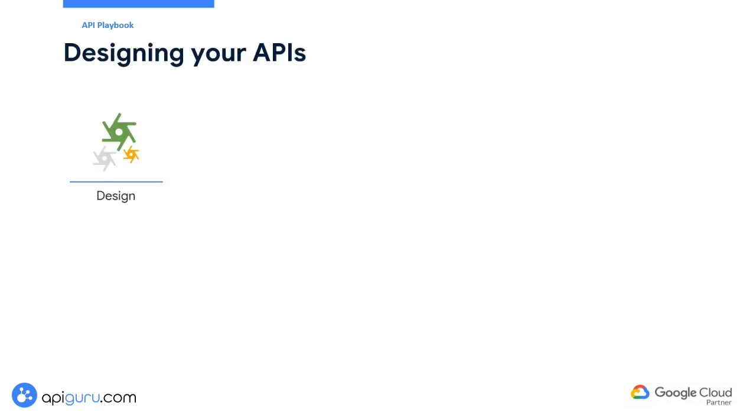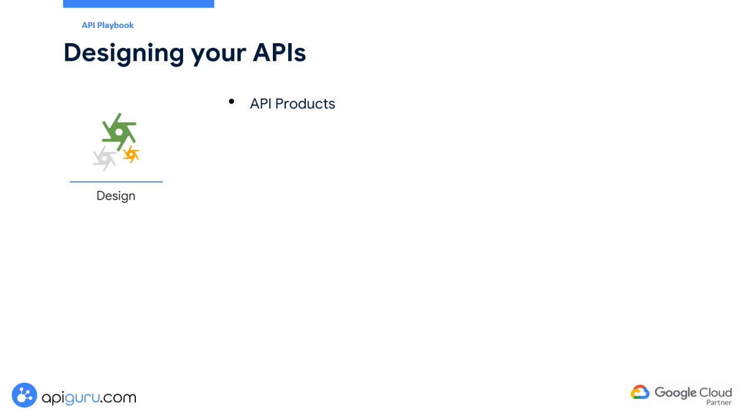Let's move on to the section Designing Your APIs. The playbook should define what constitutes an API product within the organization. It should emphasize viewing APIs as products that provide value to developers and stakeholders. Each API product should have a clear purpose, target audience, and set of features.